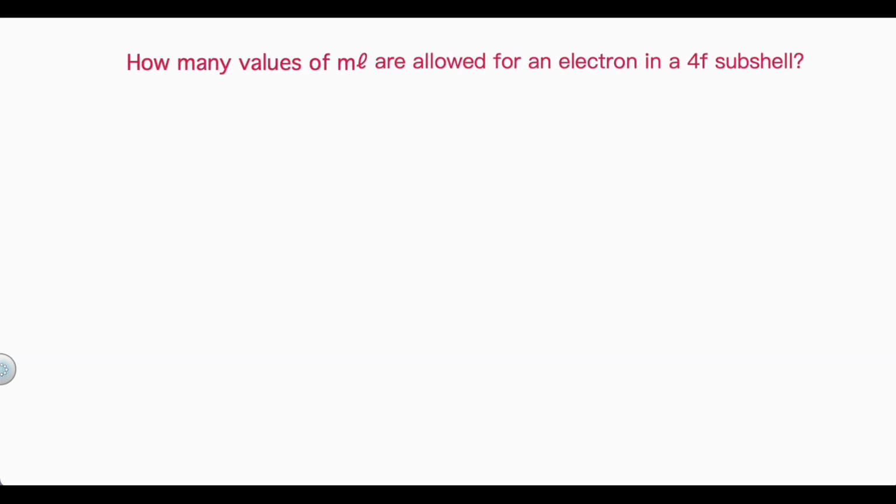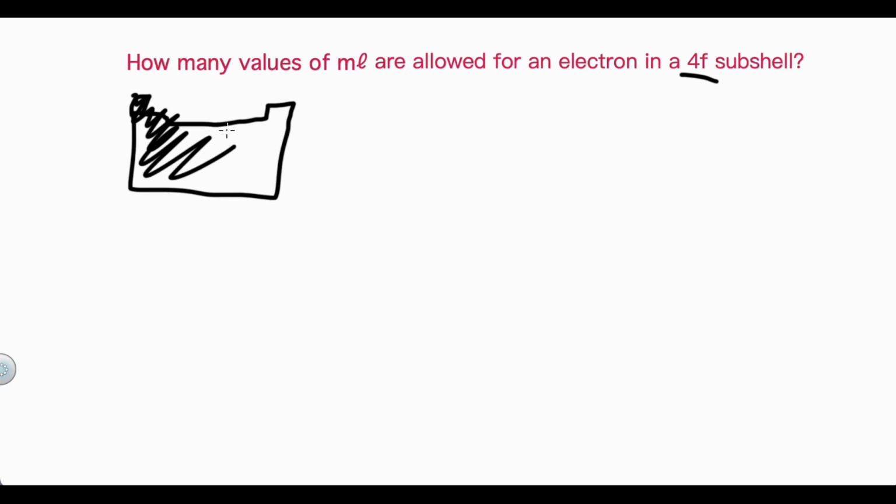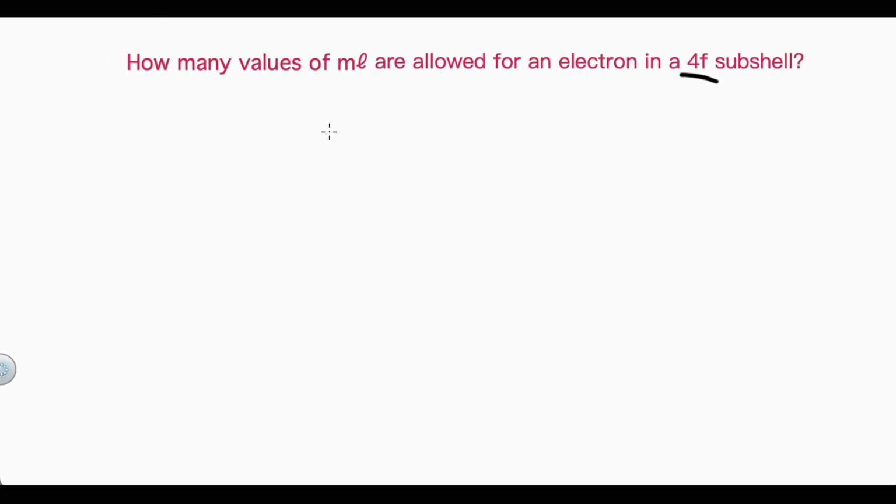Okay, here's the second problem. How many values of m subscript l, the magnetic quantum number, are allowed for an electron in a 4f subshell? Let's think about this. It's in the 4f subshell, so I'm going to do a little rough sketch of the periodic table.